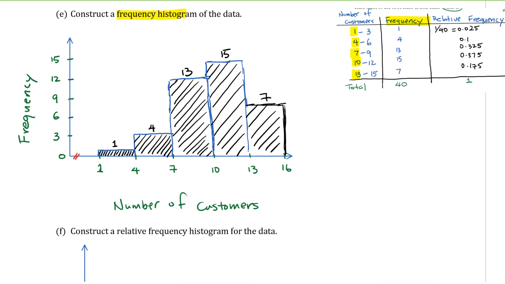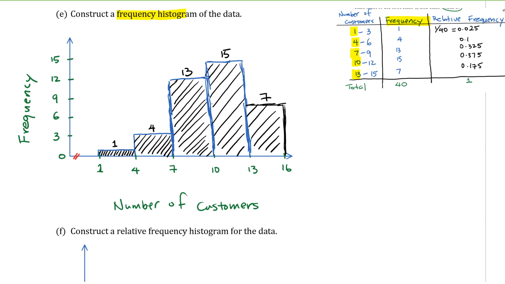Okay. Notice that there's no gap between each bar here. I would say fill it in and make it look nicer. Alright, I hope yours look nicer than mine when you make it. Alright, that's finished my frequency histogram.